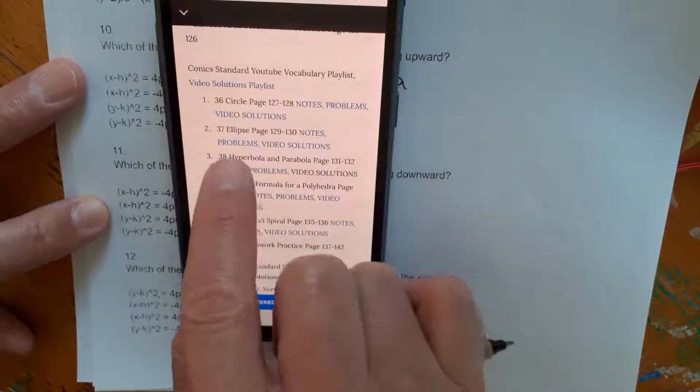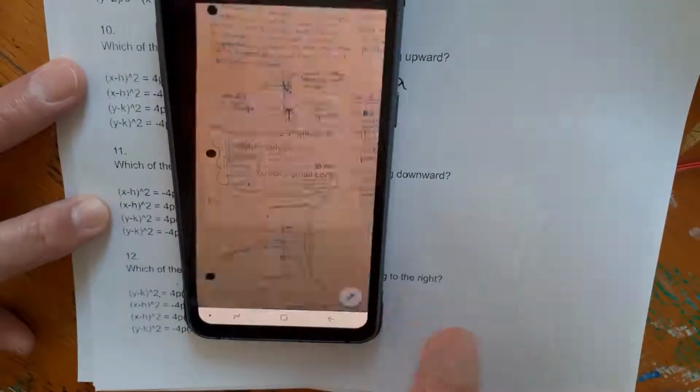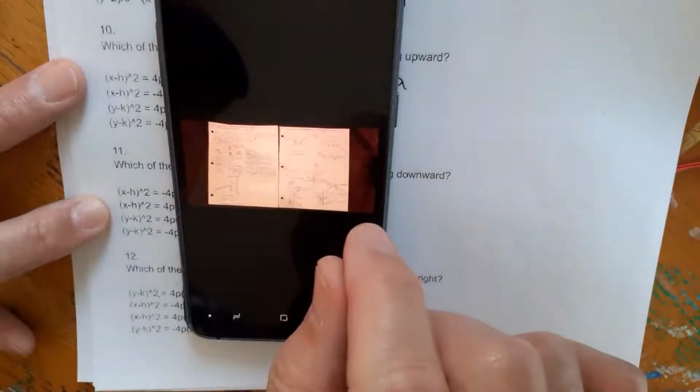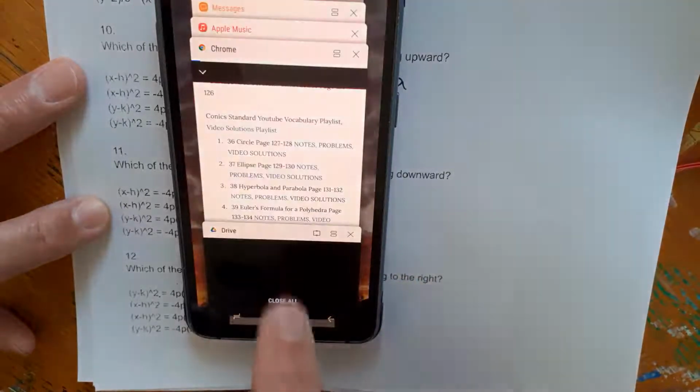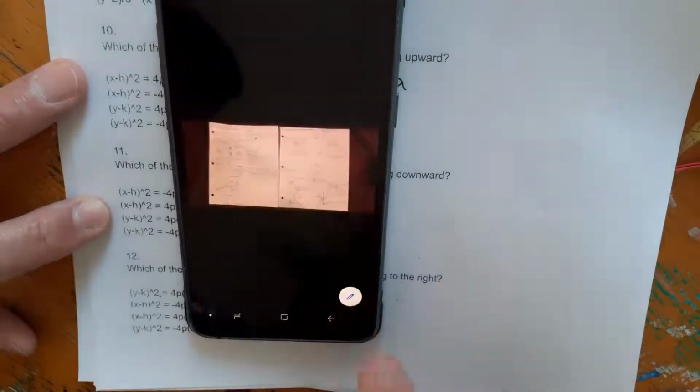Number hyperbola, here it is, notes. I guess I lost it. It's going to open back up. Come on. Do I just have it somewhere? No, I don't. There it went.